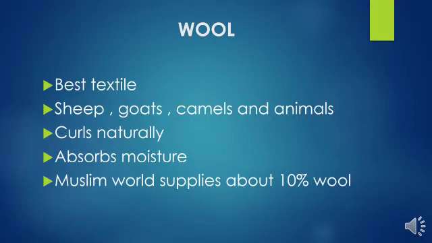Some of the highest quality wool in the world comes from sheep in Kazakhstan. The Muslim world supplies about 10% of the world's wool from Iran, Pakistan, Afghanistan, Turkey, and the Central Asian countries.